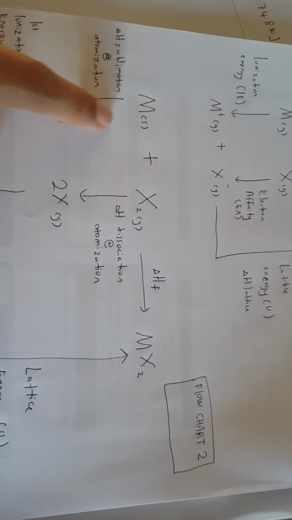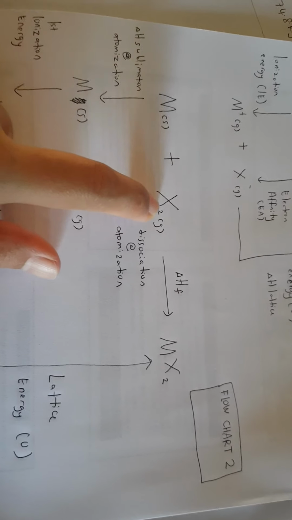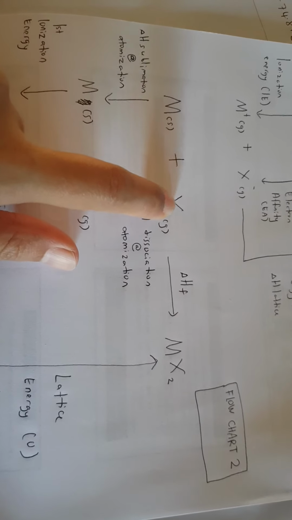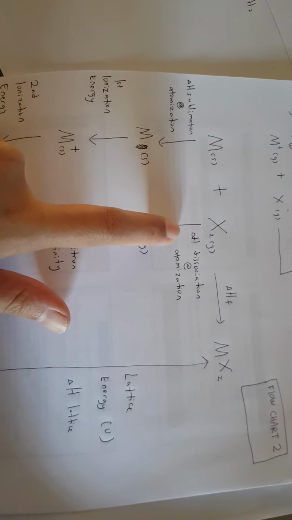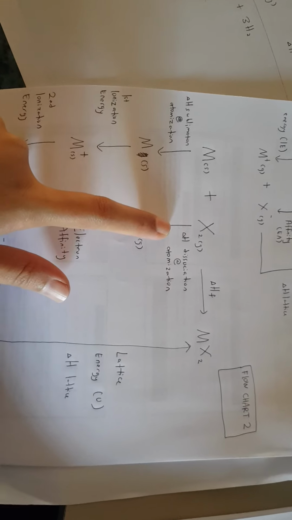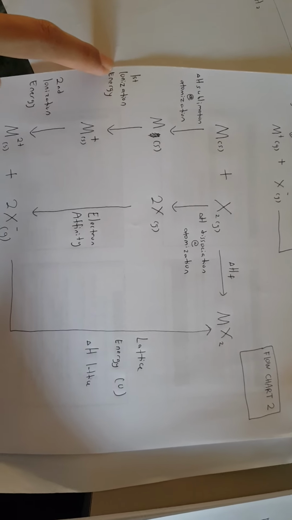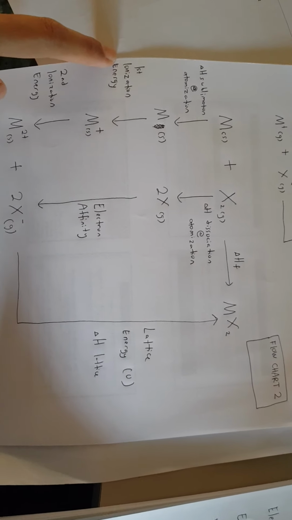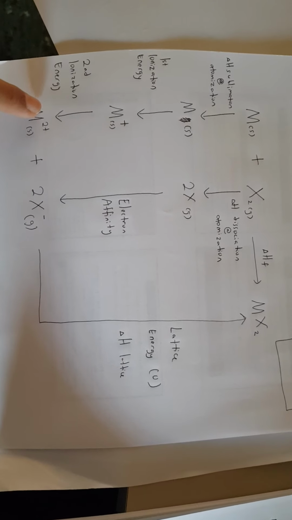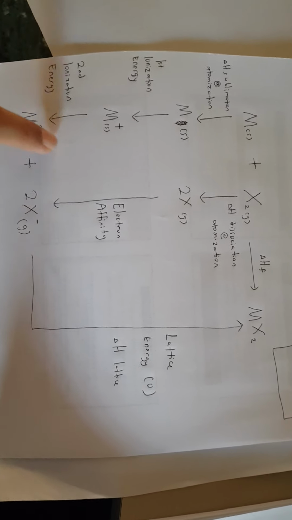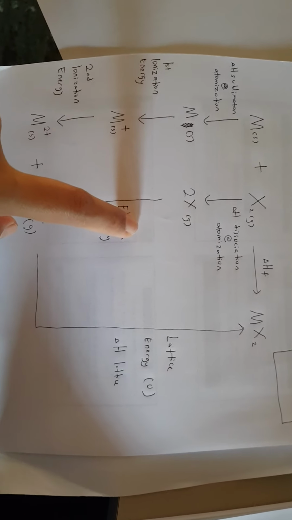But when your gas has two atoms here, you need to use this second flowchart. In this second flowchart, you will have two ionization energies. All are the same, only you will have two steps of ionization energy because you will have charge plus 2 here. And for the electron affinity, you need to double the value. But all are the same.